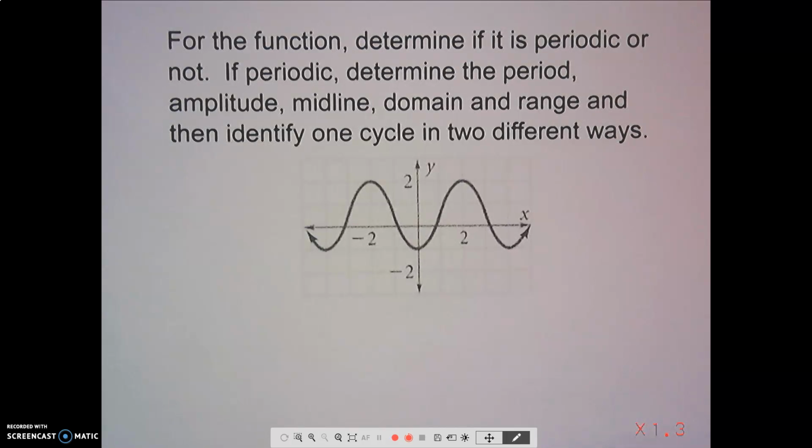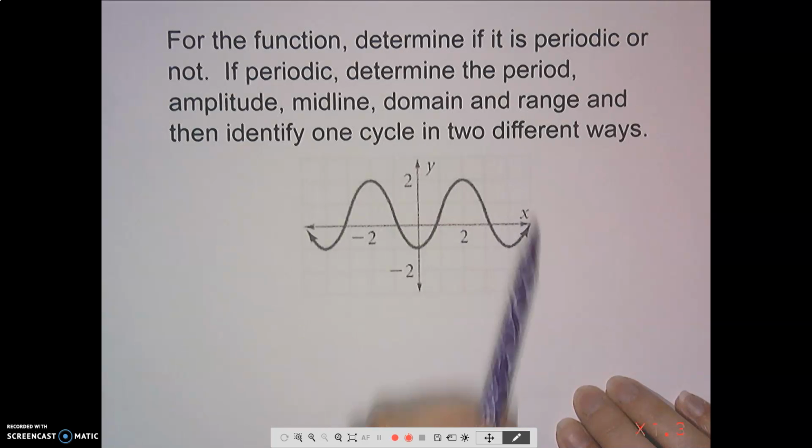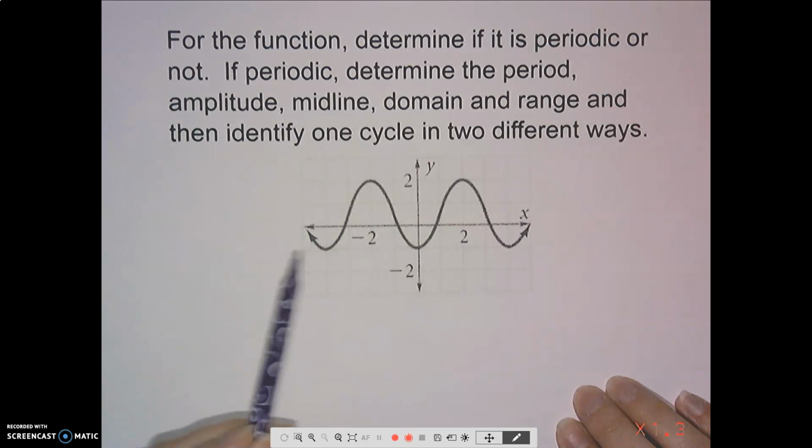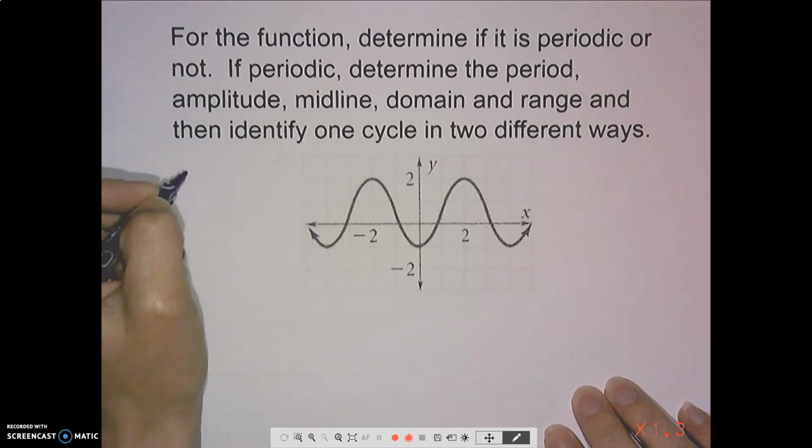In order to figure out if something is periodic or not, you want to see, can you copy and paste a part of this over and over and over again? And it has to stay at the same heights. So if I look here, the tops of these are all at 2, the bottoms of these are all at -1. I could take part of this and copy it over and over and over again. So this is periodic.